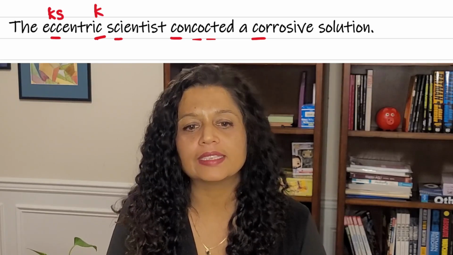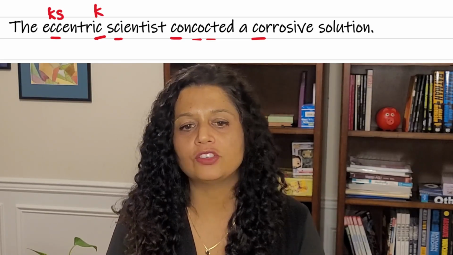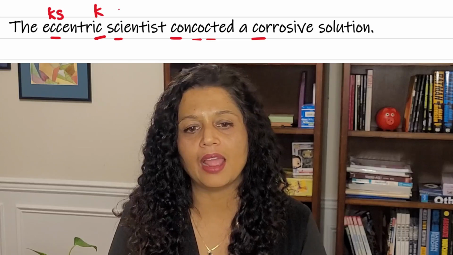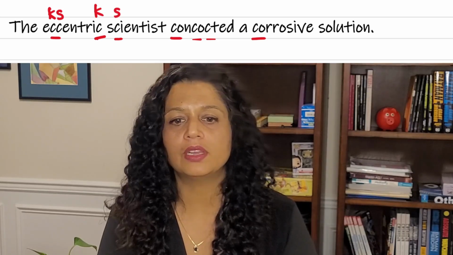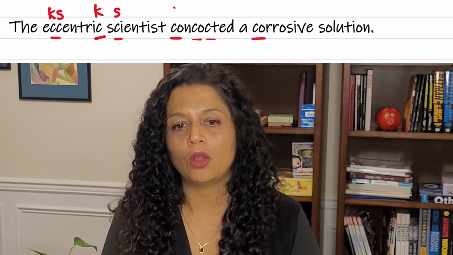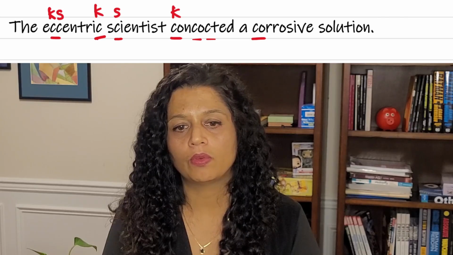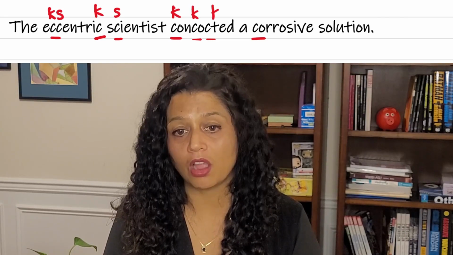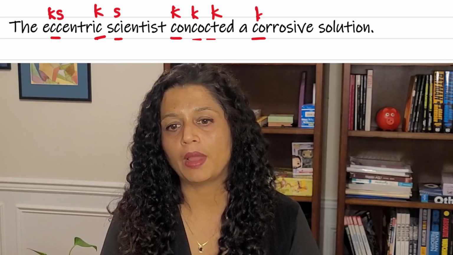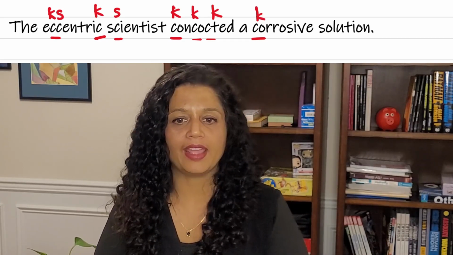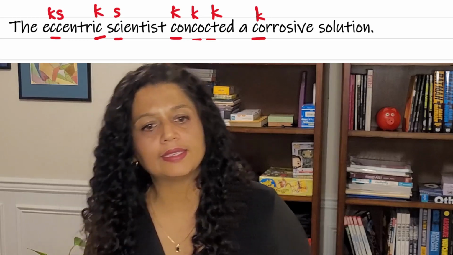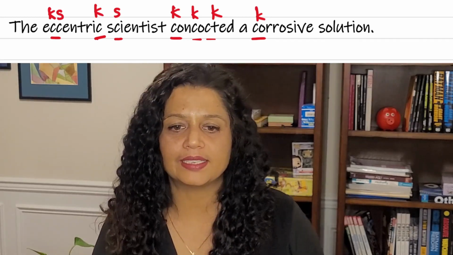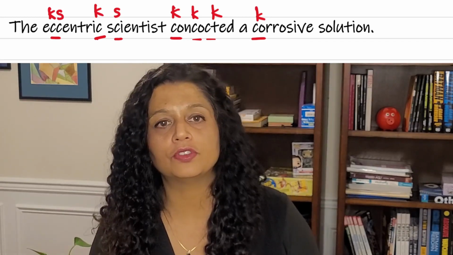This is an interesting case. We're going to talk about that a little bit, but let's just look at the rules. C followed by an I makes the S sound. C followed by O, cow. C followed by a consonant, C followed by O. Okay, so how would we say this sentence? The eccentric scientist concocted a corrosive solution.